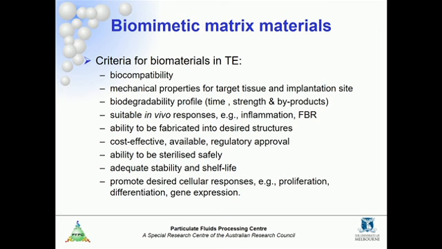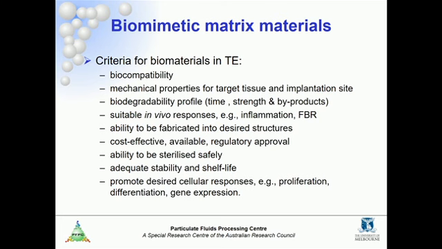We want suitable in vivo responses. So how will the body respond to this material? And one of the major challenges we have is dealing with inflammation. Our body is very good at trying to get rid of foreign materials. And in tissue engineering, we're typically trying to implant a foreign material and we don't want that to be subject to the foreign body response, FBR. So that can be a problem for us as well. How do we design a material that won't cause a big foreign body response?